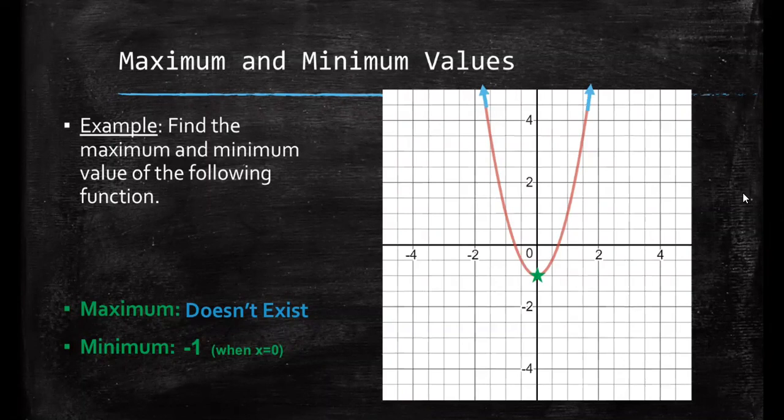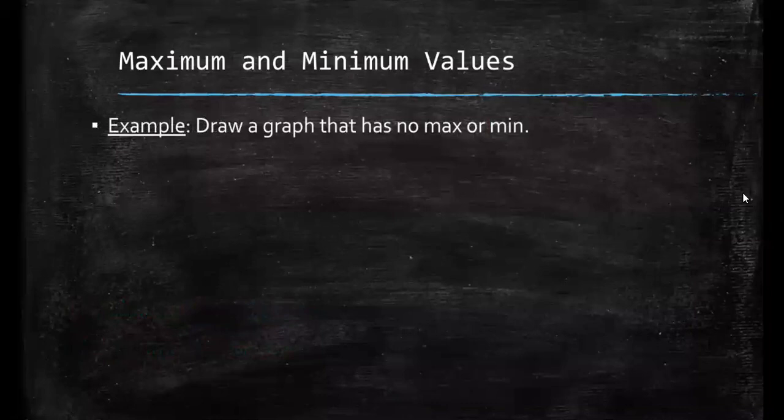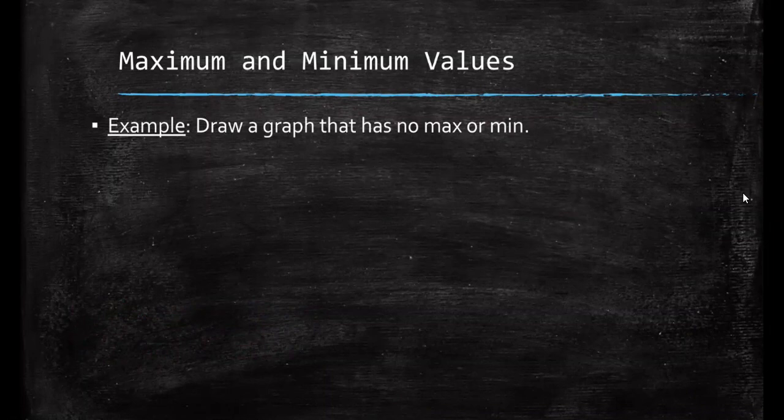So hopefully that's starting to make sense, and I want to just make sure it makes sense. So as you see in your guided notes there, can you now draw a graph that has no maximum or minimum value? What do you think that would look like? So your maximum doesn't exist and your minimum doesn't exist.